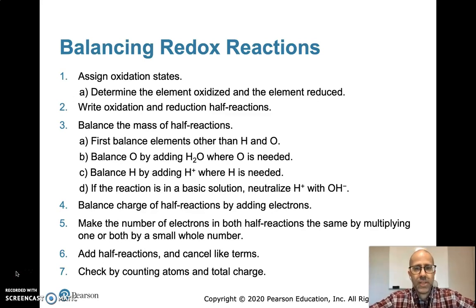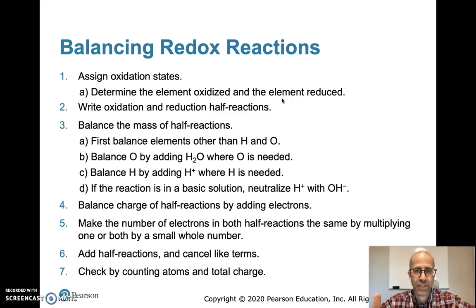In the first step of balancing an equation, you want to first assign oxidation states to all the atoms in the products and the reactants. So you want to determine the element that got oxidized and the element that got reduced. And the only way you're going to do that is if you can see a change in the oxidation states.